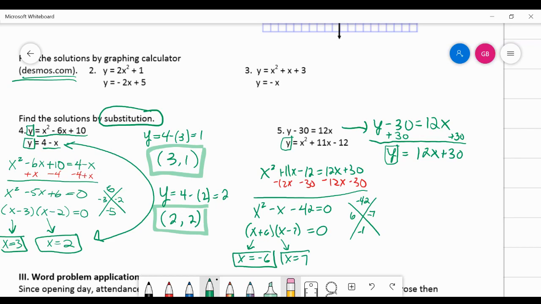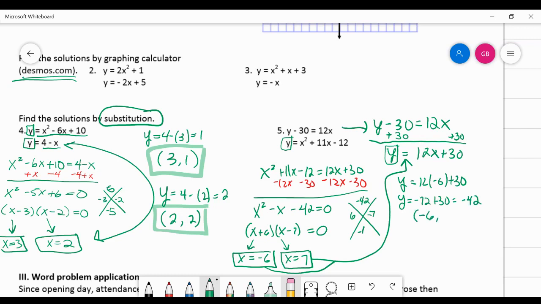So here are my two x values, and I'm going to plug them into this equation here to get the y values. So one y value is going to be 12 times negative 6 plus 30. That's going to be negative 72 plus 30 is equal to negative 42. So negative 6, negative 42 is one solution.